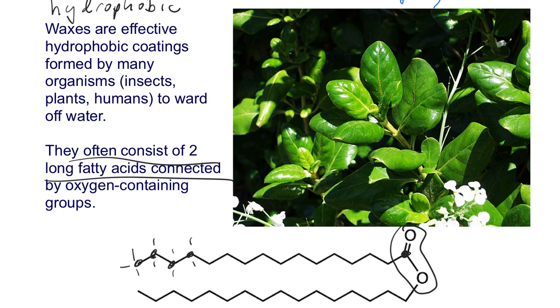So it protects a leaf from water damage. Too much water on a leaf, and it will be easier to be infected by bacteria or fungus. Our skin produces wax as well, to waterproof it for the same reason.